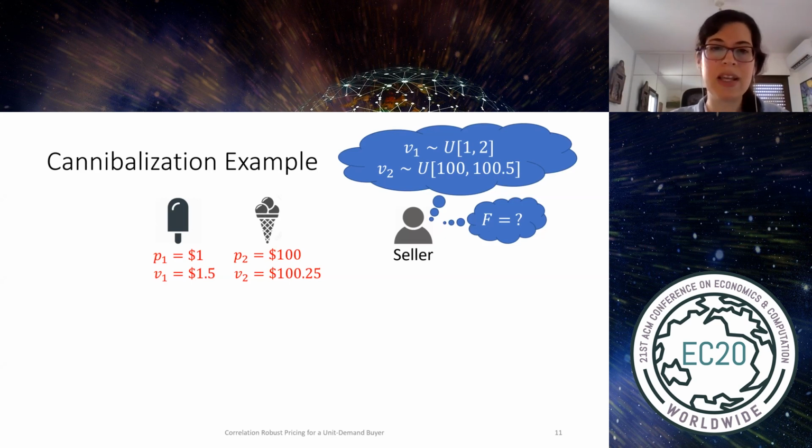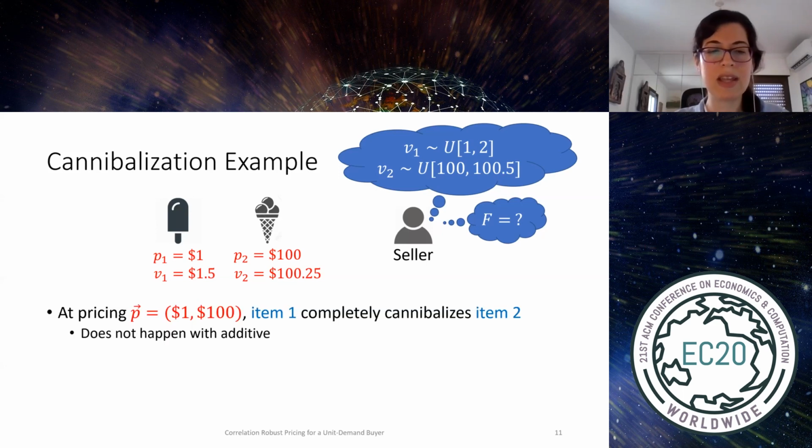What we'd like to happen is that the second item is bought, because this is the expensive item. It will bring us a lot of money. But because we have a unit demand buyer, and she only buys what maximizes her utility, the first item gives her utility of a half, the second one gives her utility of a quarter, and so she's always going to buy the first item, the cheaper one. So what's happening here is that at this pricing, item 1 completely cannibalizes item 2, and we don't ever get revenue from item 2 for these evaluations.